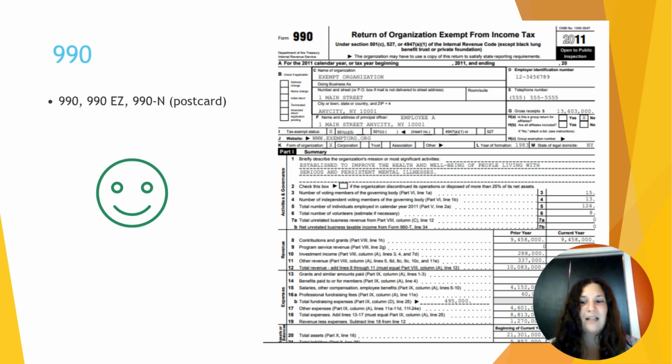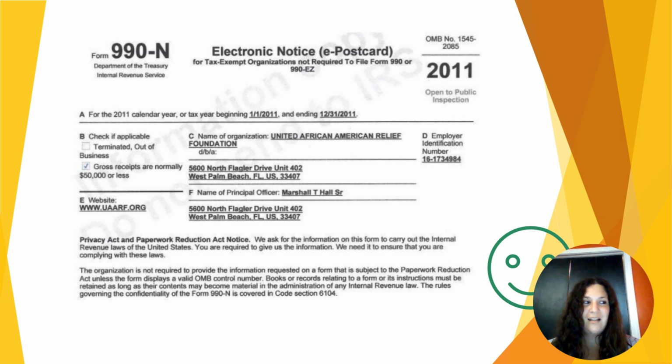And then the next slide will just show you some examples of that 990. So it's either the 990, the 990 Easy, or the 990N, which is the postcard, which looks like this here. Or this is that postcard. You can just upload that.